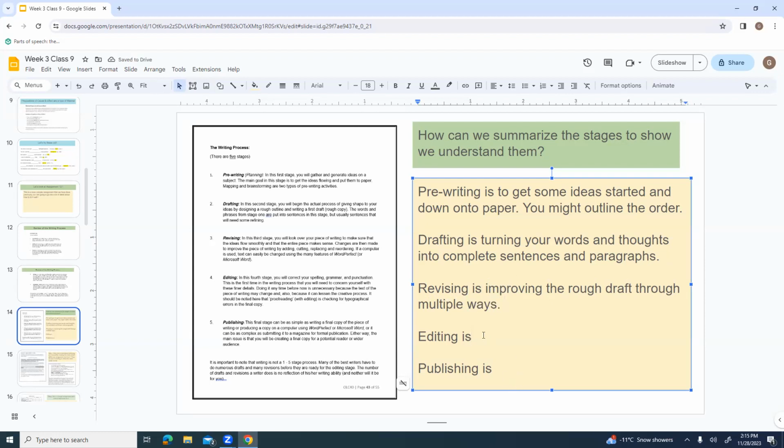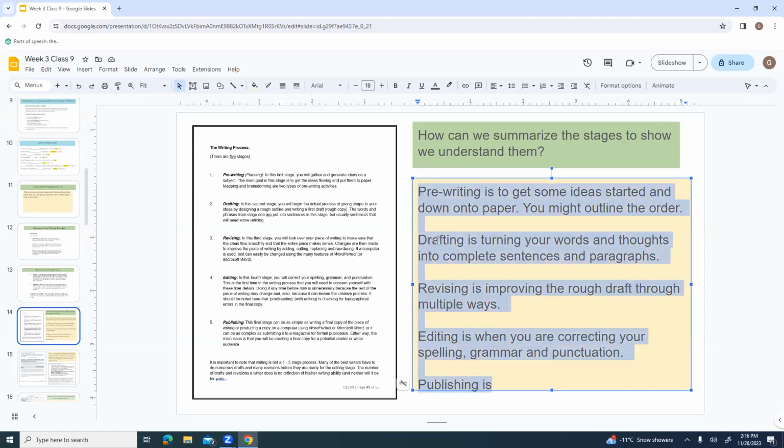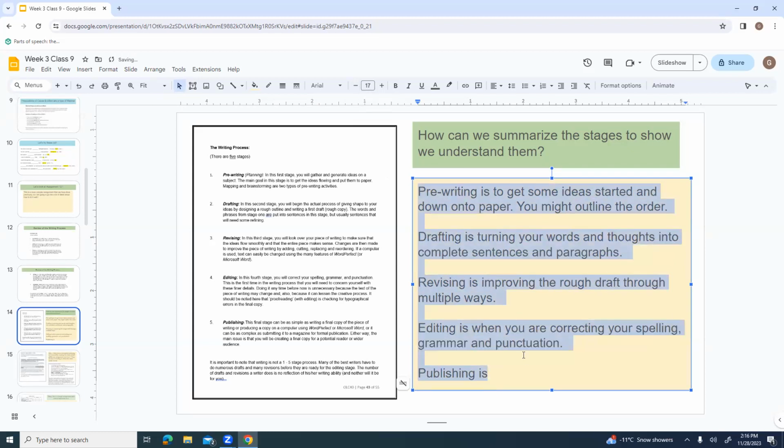Editing is when you are correcting your spelling, grammar, and punctuation. A lot of times people think revising is really the editing part, but they really are kind of different. I'm just going to make this a little smaller so it fits.